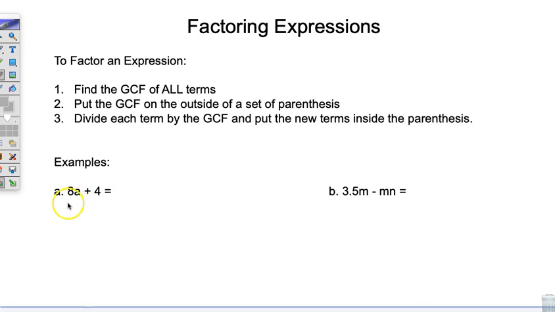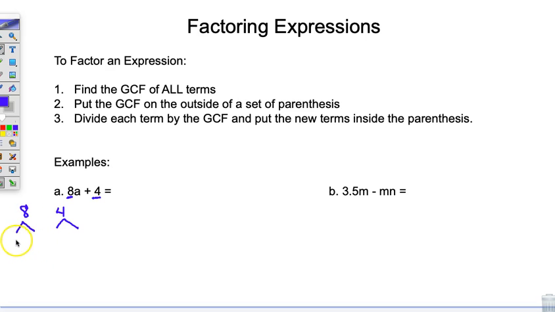In example 1, we can see we have 8a plus 4. We're going to start with the coefficients. The coefficients are 8 and 4. We need to find their greatest common factor. Now, one way to find the greatest common factor is to actually use the factor tree. So this is something you did in 6th grade. So let's go ahead and use the factor tree on 8 and 4. Basically, we take each of those numbers and we're going to break them down into only their prime numbers and determine what they have in common.